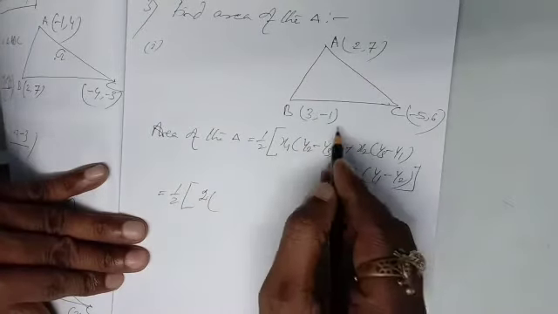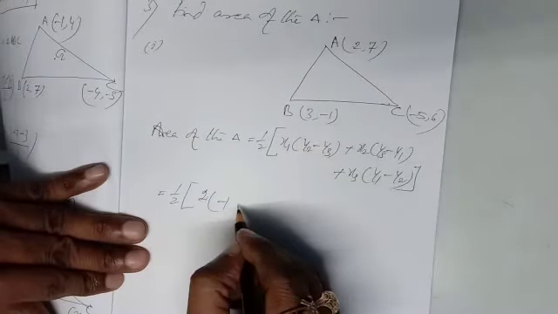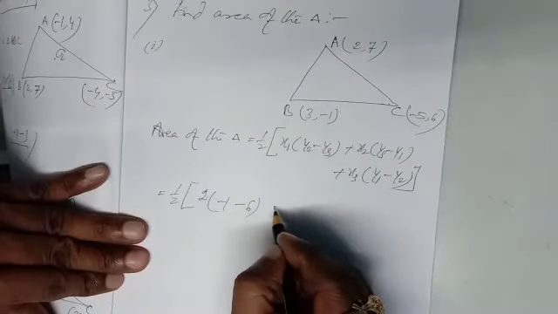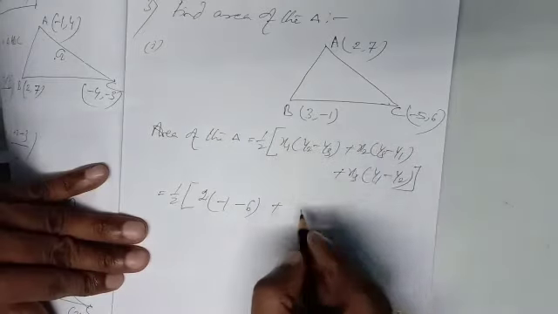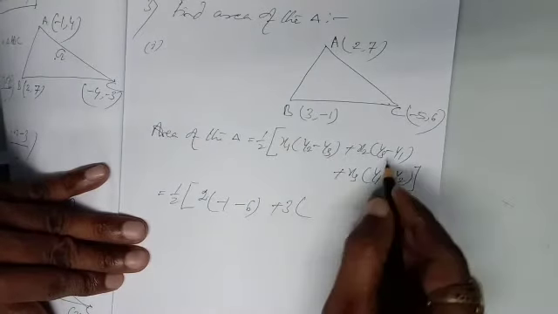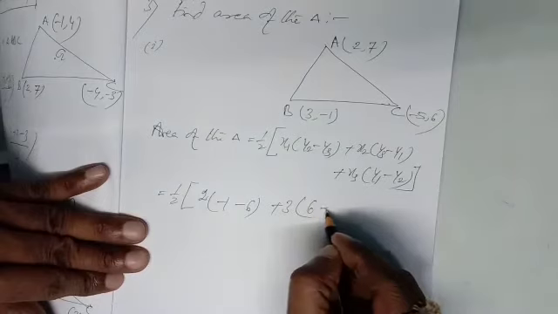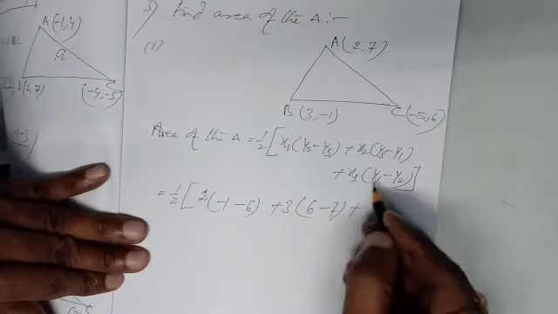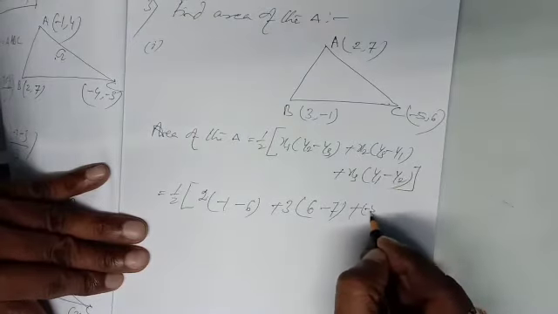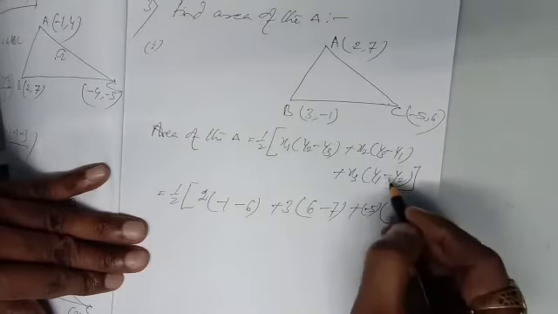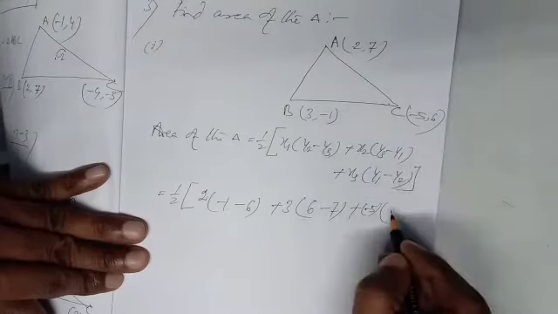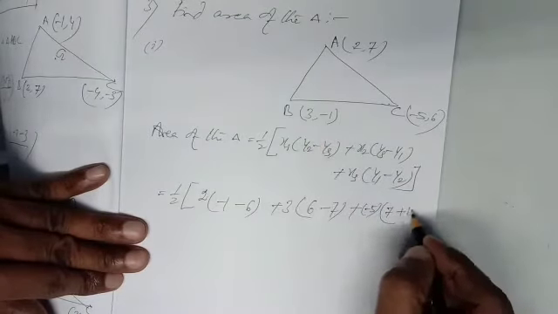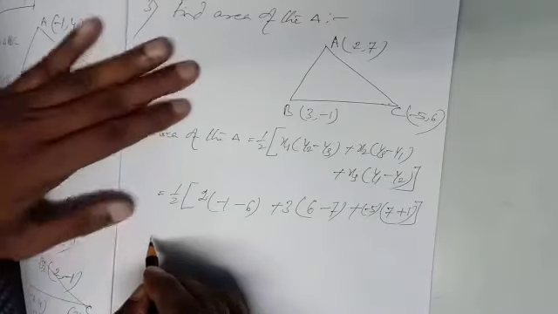Times y2, that is -1, minus y3. y3 is 6, minus 6. Next is plus x2. x2 here is 3, times y3, here 6, minus y1, that is 7. Next is plus x3, here -5. Keep -5 in brackets, times y1, which is 7, minus y2, that is minus -1, this will be plus 1. Close the bracket.